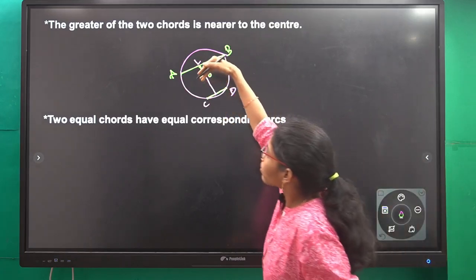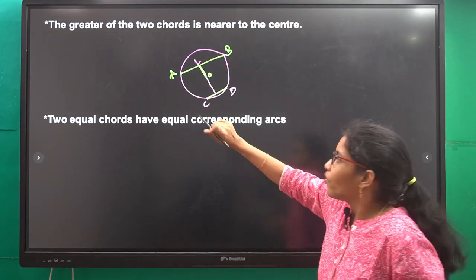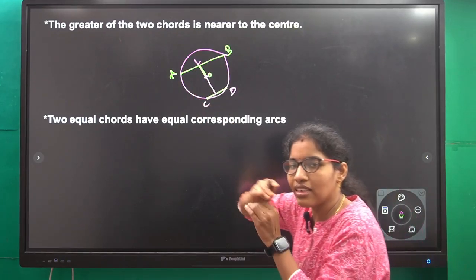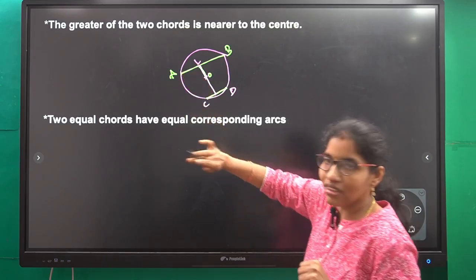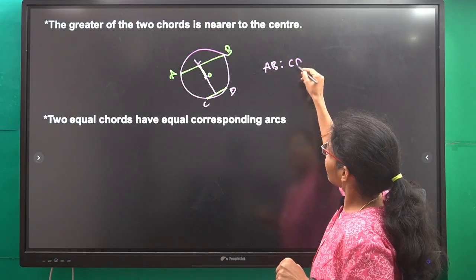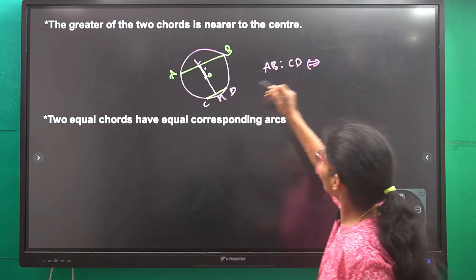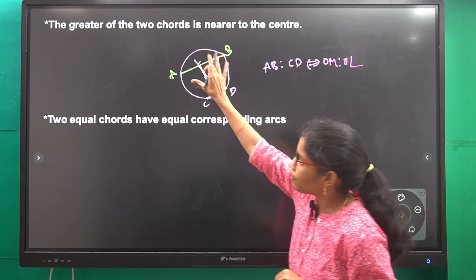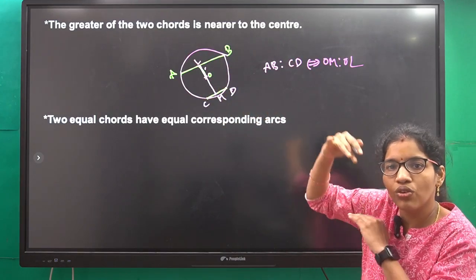What is the longest chord? It is nothing but the diameter only. So how much is the diameter's distance from the center? 0. Whenever we decrease the length of the chord, the distance increases. That means they are inversely proportional. So AB to CD is inversely proportional to OM to OL. That means the length of a chord is always inversely proportional to the distance from the center to that chord.